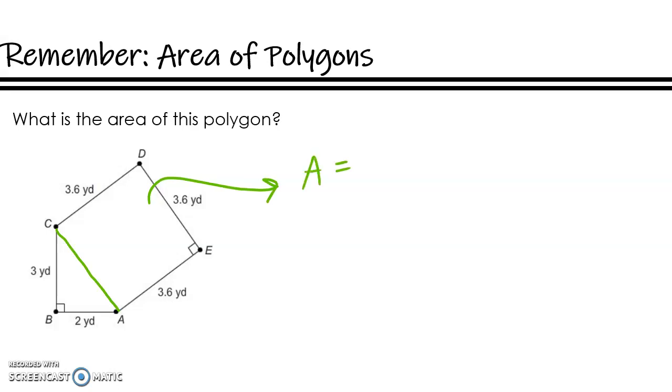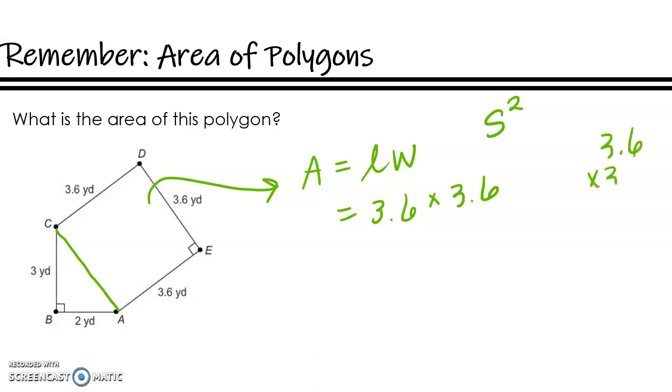So for a square, length times width, base times height, either way. And you also might see side to the second power, which means side squared or side times side. And that's because the length and the width are the same. So I'm going to do 3.6 times 3.6. I'm going to do that off to the side over here real quick.